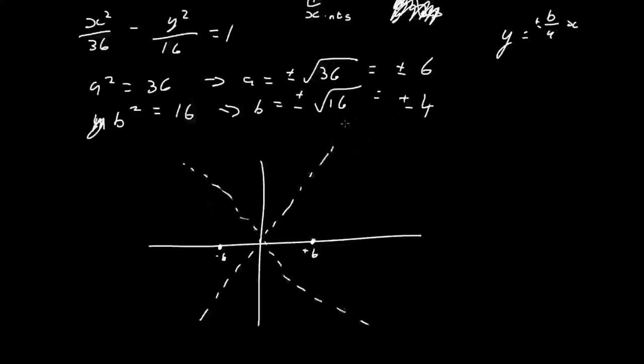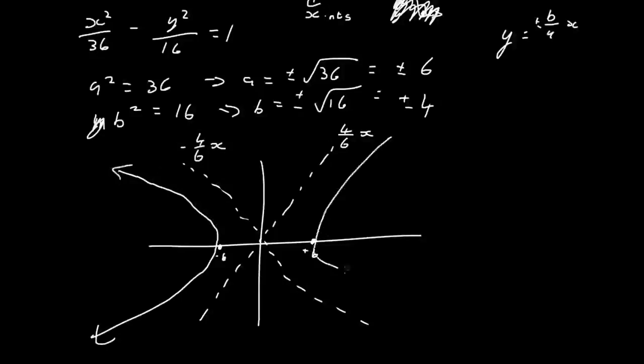So this line is b over a x, so it is 4 over 6 x, and you must label it. This line is minus 4 over 6 x, and we've got our intercepts, and our hyperbola just lies in between there, like that, and there, like that. Okay, so that's the first one, done and dusted. Let's see what your next question was.